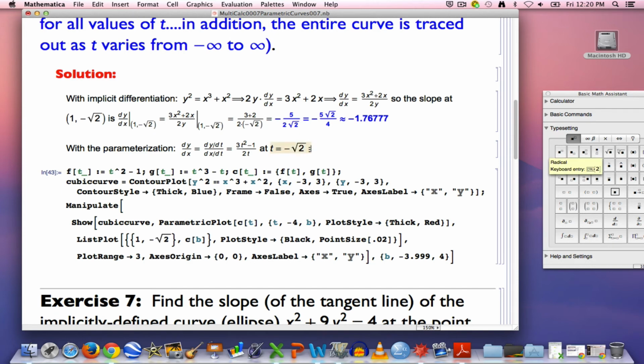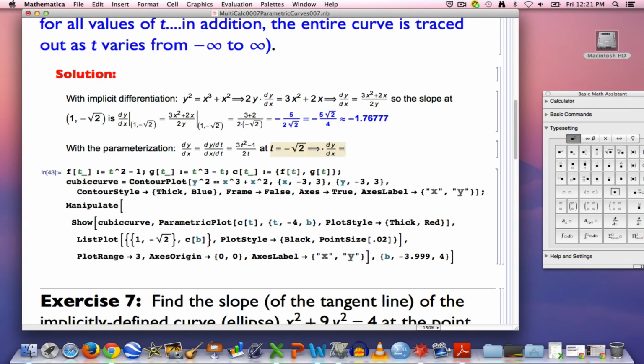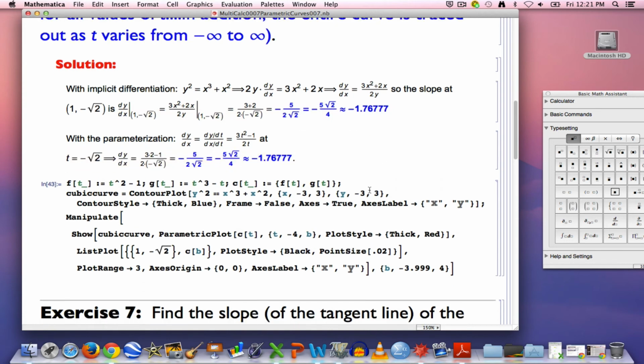What will we get when we do that? dy/dx will then be, when we use that value of t, plug it into here. We're plugging in minus root 2. 3 times minus root 2 squared is 3 times 2, minus 1, that'll be 5. On the bottom we will get 2 times negative root 2, just like before. This is going to be the same exact answer as before. We confirmed that we got the same thing.